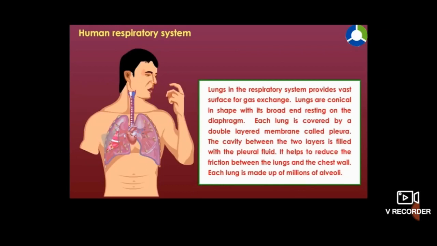Each lung is covered by a double-layered membrane called pleura. The cavity between the two layers is filled with pleural fluid. It helps to reduce the friction between the lungs and the chest wall. Each lung is made up of millions of alveoli.